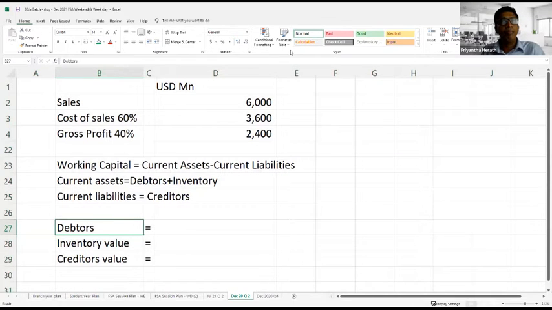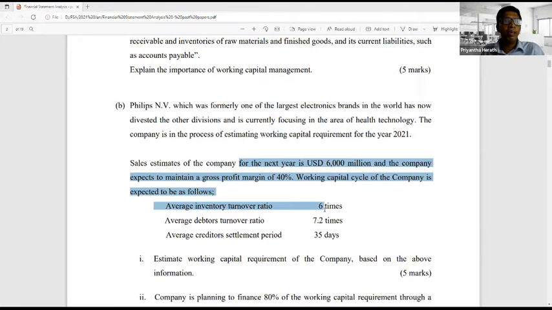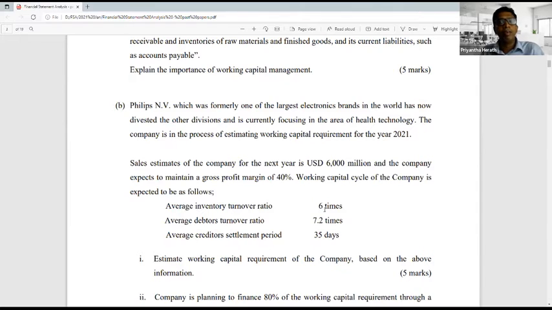Yeah, I'm sharing again the question. So we need to estimate debtors, but in the question, debtors value is not given. Sales value is there, but debtors value is not there. Right? Sales value is 6,000 and the debtors turnover ratio is given. Turnover ratio is given. And inventory value is not given, but inventory turnover ratio is given. So therefore, we should be able to calculate the value of debtors and value of inventories.